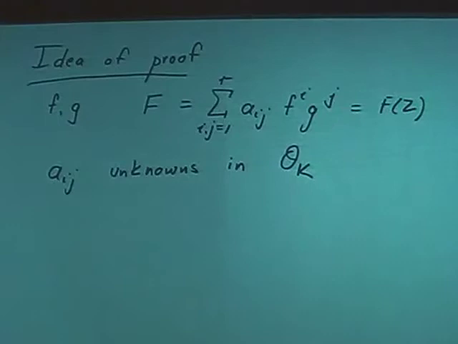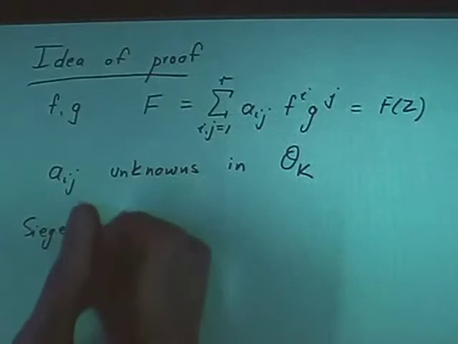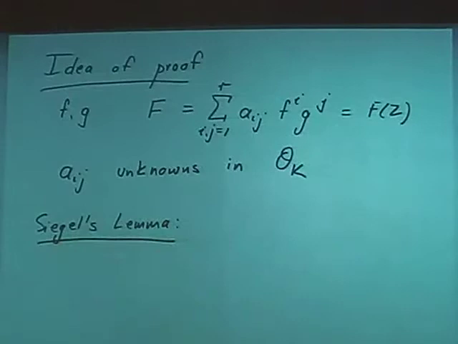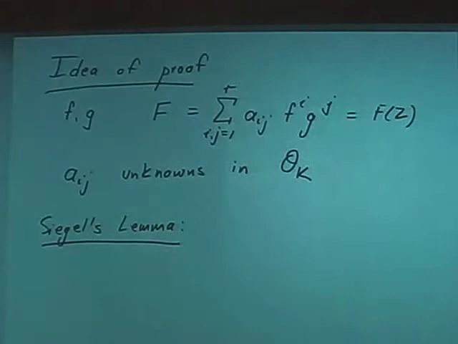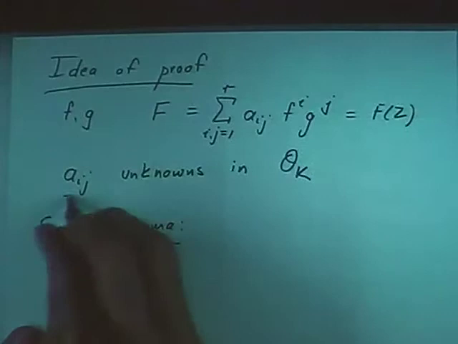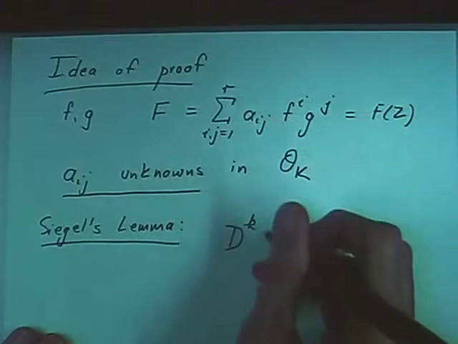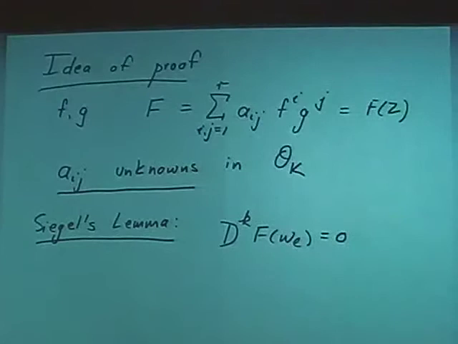So then there is a theorem in effective linear algebra called Siegel's lemma, which is an important tool not only in transcendence proofs but also in Diophantine approximation proofs. And so the idea is you're going to choose your unknowns such that this function vanishes to high order at lots of points w.